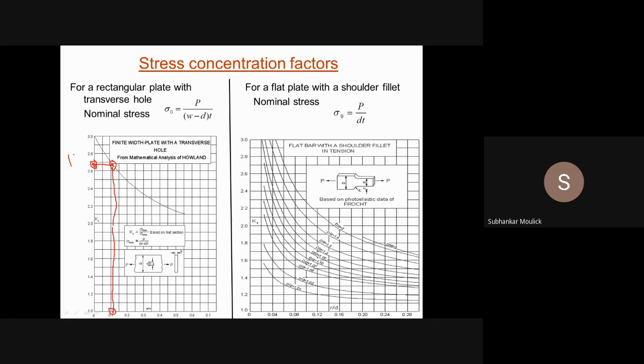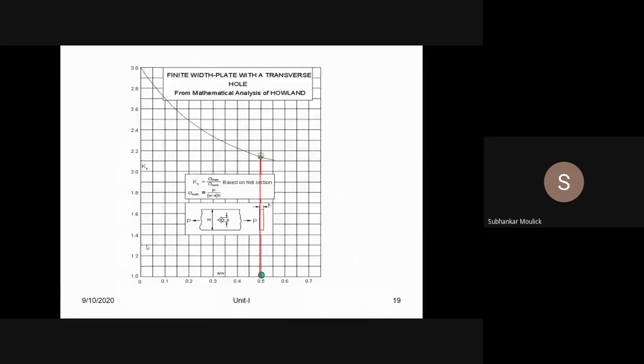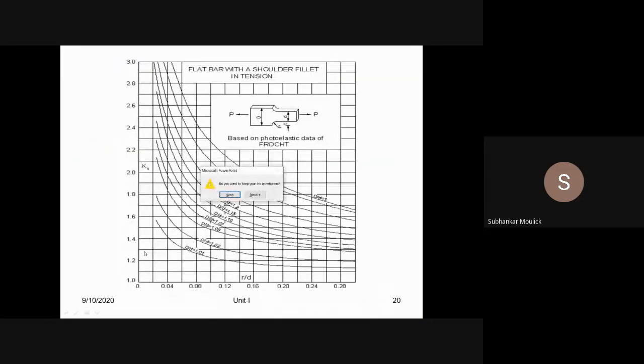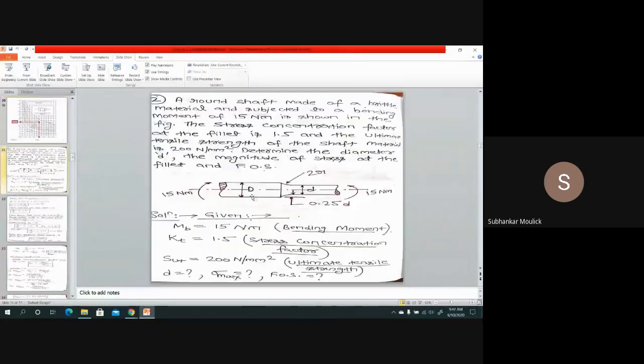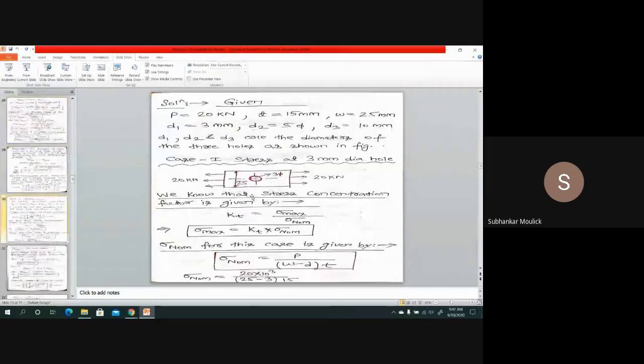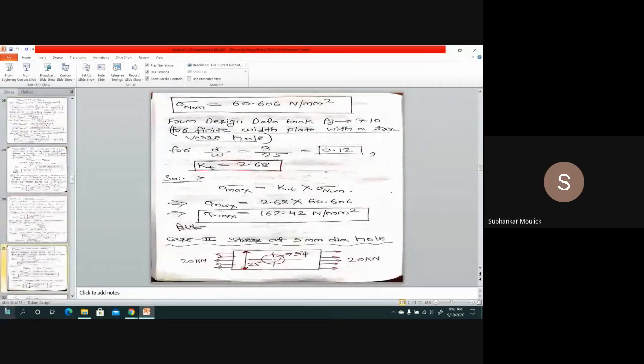This particular value is the value of Kt, and I can see that Kt lies between 2.6 and 2.8. Definitely this middle line will be 2.7. Between 2.6 and 2.7, so I can take it as 2.68. Yes or no? Yes, approximately, sir. I can take it as Kt equal to 2.68. So the value of Kt comes out to be 2.68.